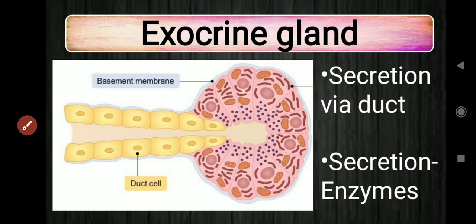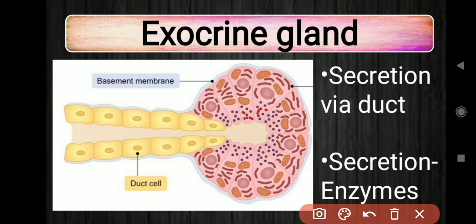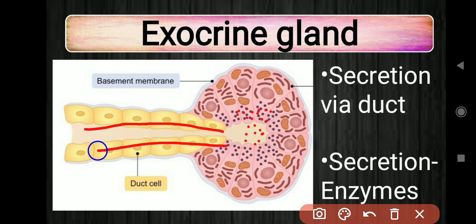We discuss the first, the exocrine gland. In an exocrine gland, there are a number of cells that synthesize some chemical substances, and those chemical substances are then released and carried through this duct. Meaning, if the secretions of the gland are carried via a duct, then that gland is considered an exocrine gland, and those secretions we call enzymes.